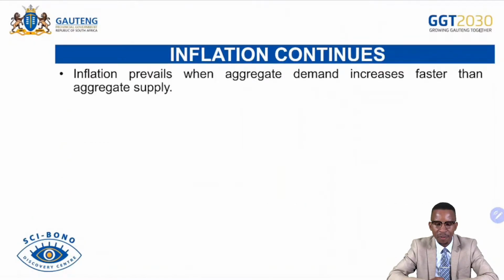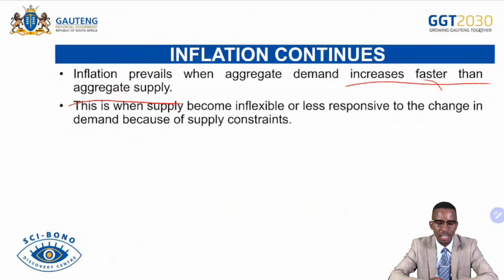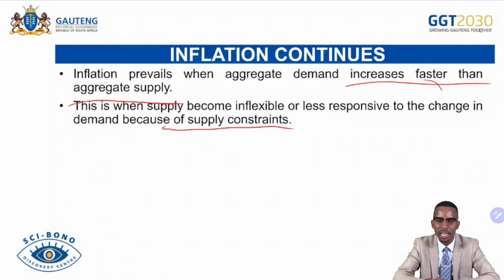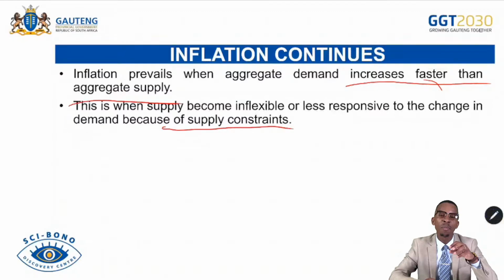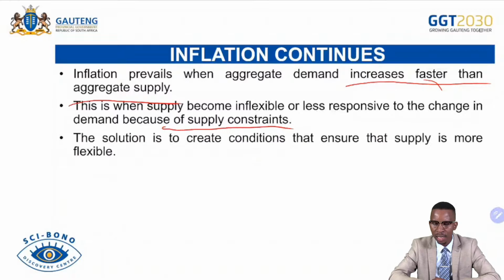Inflation prevails when aggregate demand increases faster than aggregate supply, like I mentioned before. If AD increases faster than AS, that will be causing the demand pull inflation. This is when supply becomes inflexible or less responsive to the change in demand because of supply challenges or supply constraints. Remember, the supply will remain fixed in the short run because factors of production or inputs are fixed in the short run. They are not flexible, some of them. The solution is to create conditions that ensure that supply is more flexible.